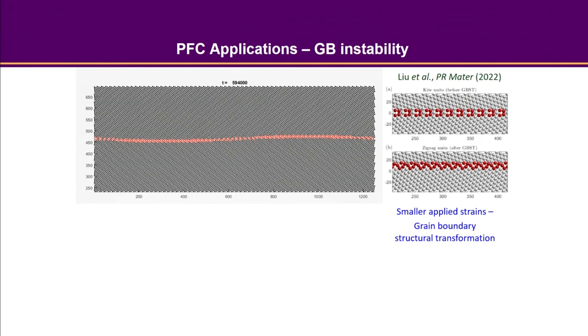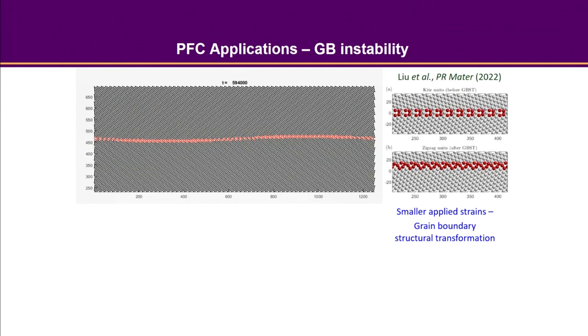So on the right hand side, just zoom in locally. Depending on the applied strain, you are going to get a certain grain boundary structure, which sometimes you would also see in MD. And that also agrees well with our mean field theory, our prediction.